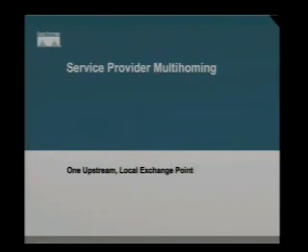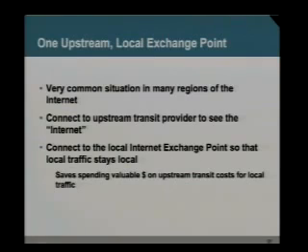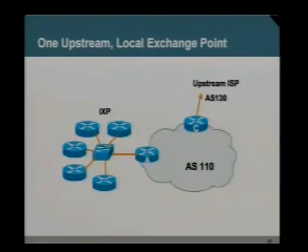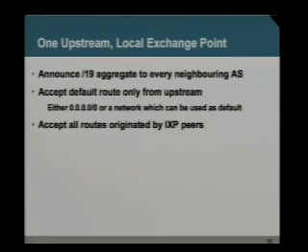Second example is one upstream, the local exchange point. This is very similar to the local peer. It's just we're scaling the local peer part. So it's like this instead. Your router A is now at an internet exchange point, so it plugs into an Ethernet switch where other ISPs are as well. What do we do here?